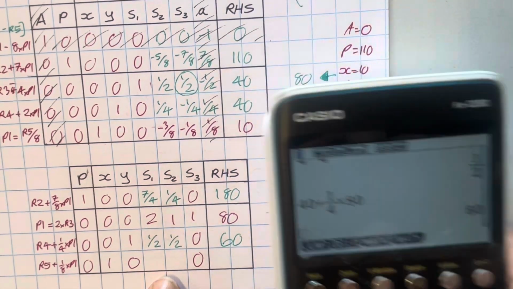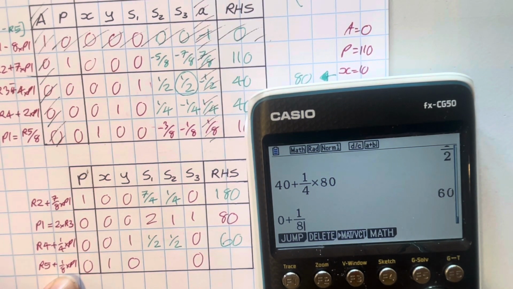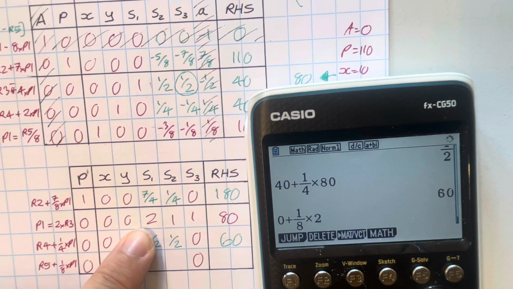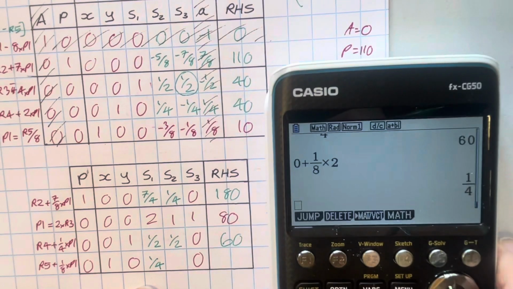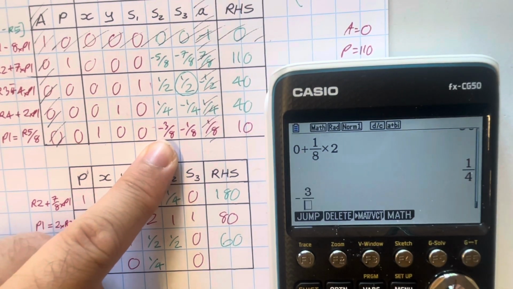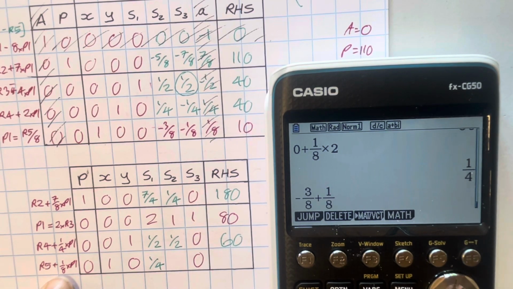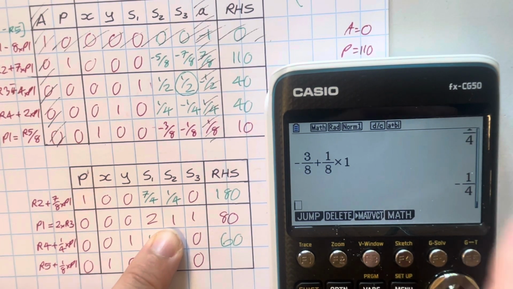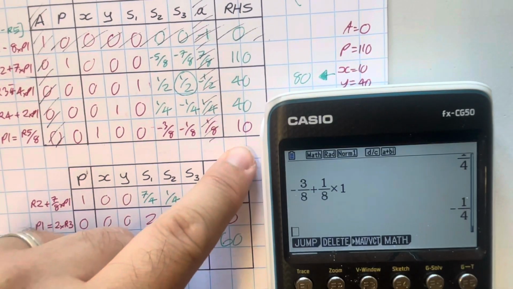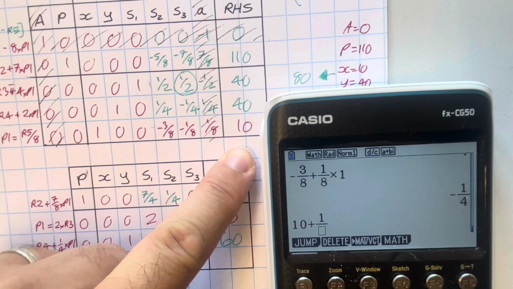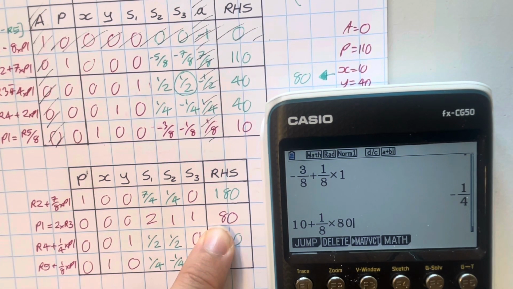And then the final row, it was a 0. We're plussing an 1/8 times the pivot row, which was the number 2, so that is a quarter. Then we've got minus 3/8 plus an 1/8 times the pivot row, which is number 1. That's negative a quarter. And then we've got the number 10 plus an 1/8 times the pivot row, which is 80. That's 20.